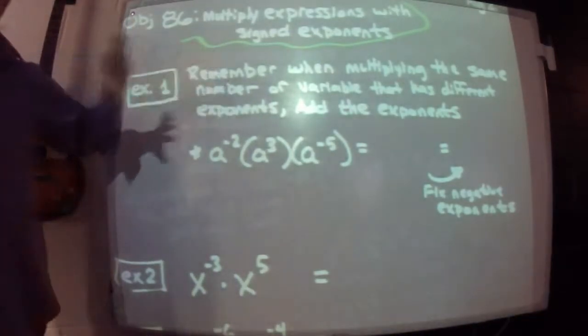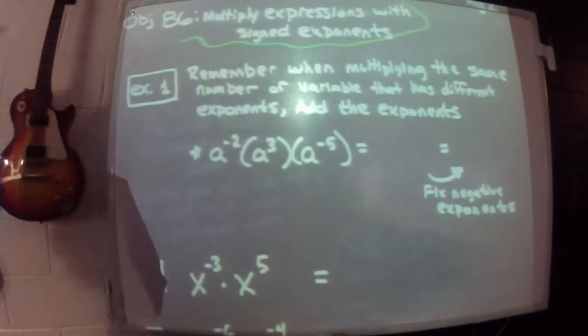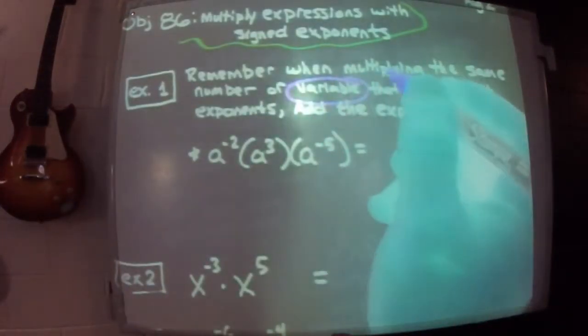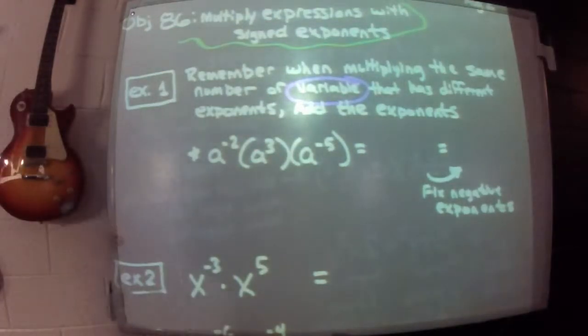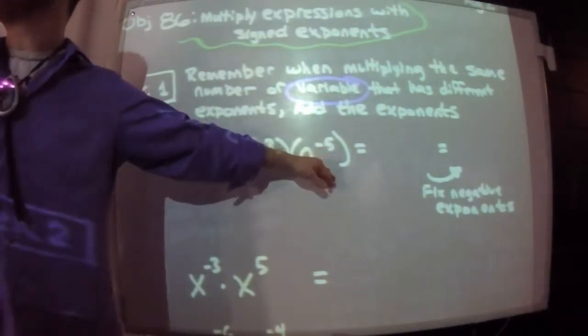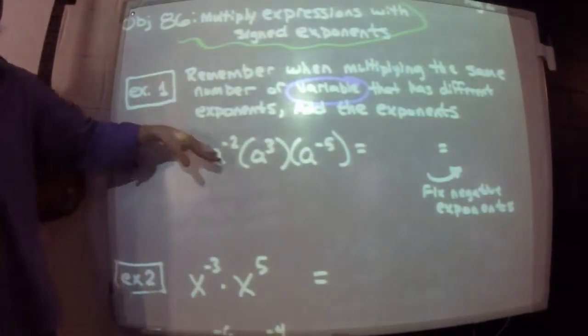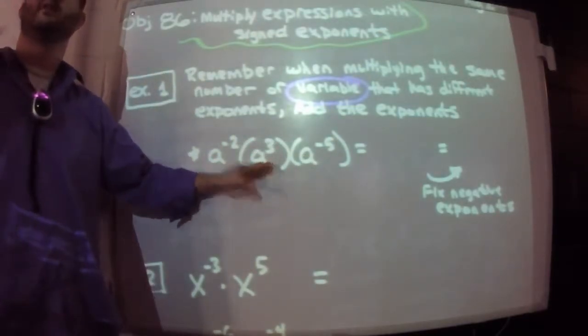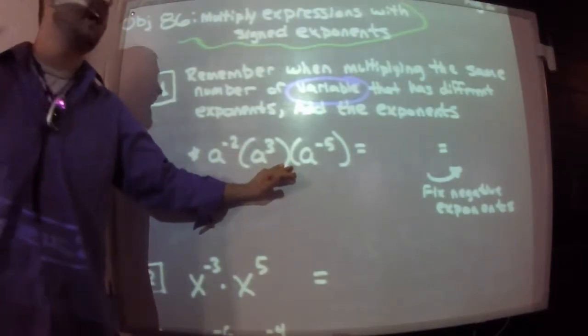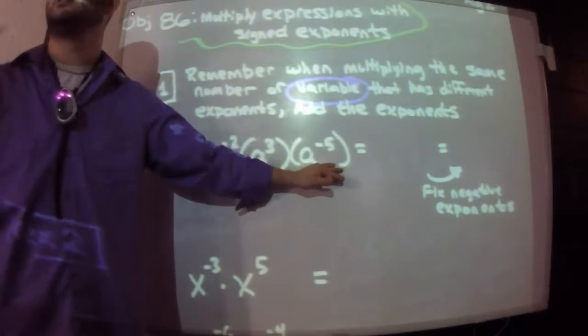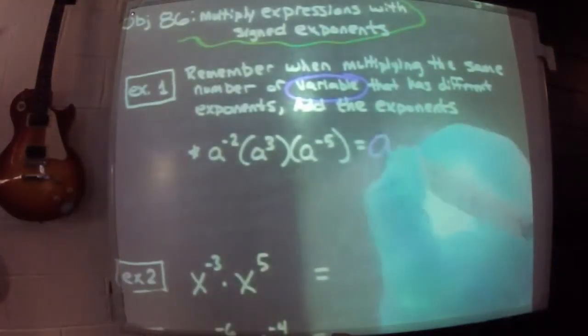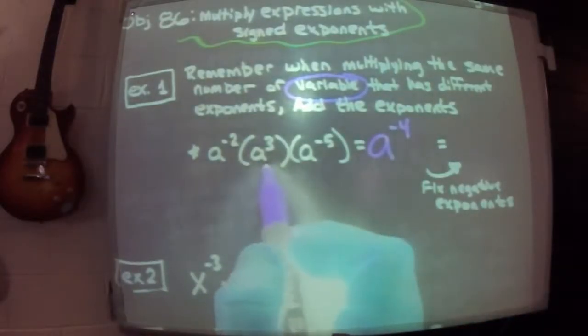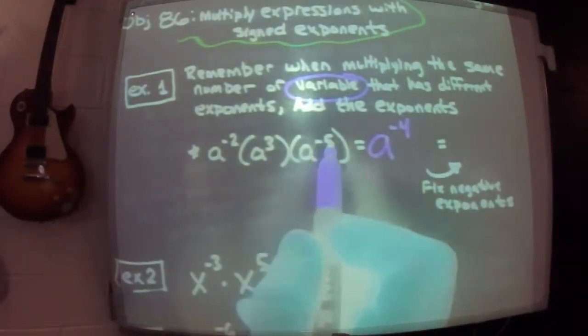Okay, the big thing to remember is when you're multiplying the same variable and it's got different exponents, what you're going to do is add the exponents. So we're multiplying 3 different a's here. I got a times a times a, but they have different exponents. Just add them up. A negative 2 and a 3 makes a to the what? Well, negative 2 and 3 makes 1, and then negative 5, so 1 minus 5 is a to the negative 4.